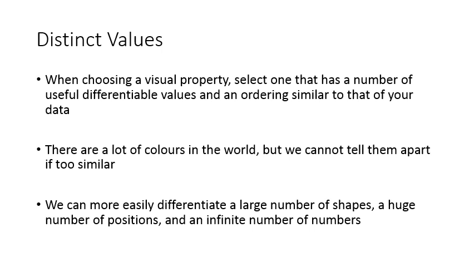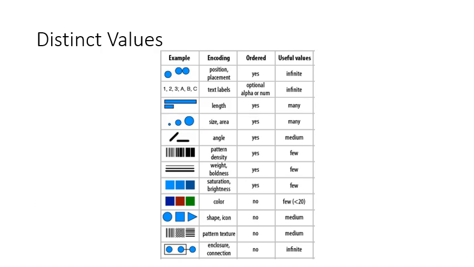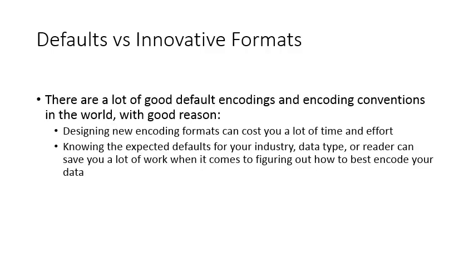There are plenty of colours out there in the world, but we can't tell them apart if they're too similar. But we can much more easily differentiate a large number of shapes, positions, and numbers. So again, back to this table. When you're choosing your encoding mechanisms, go back and refer to this table or the other example that I had.